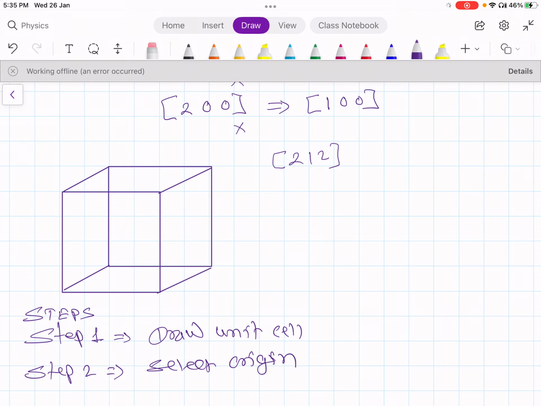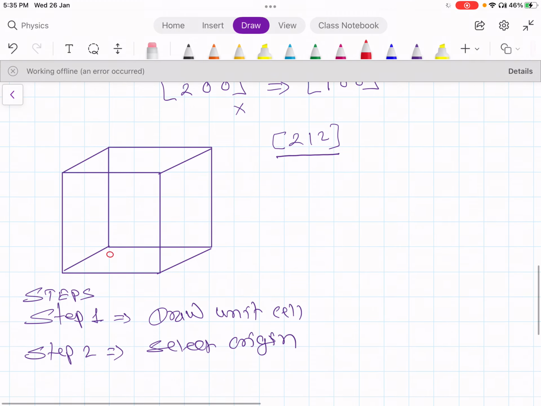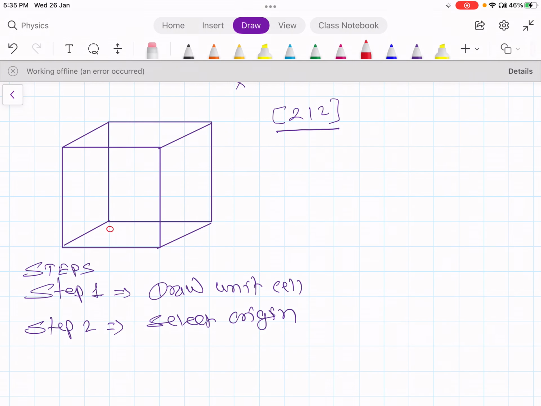You already learned how to select origin in Miller planes. Now in this case, the Miller indices of the direction are all positive, so obviously we're going to select this as the origin. Once the origin is selected, then step 3 is mark the axis.